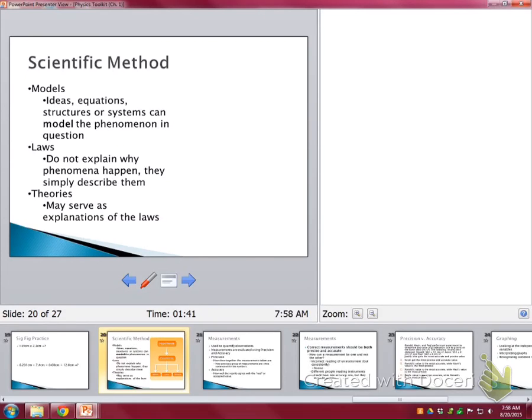Is the rock being thrown upward? Is it falling? Is it being projectile? All those types of things are important for us to visualize the motion, okay? So that's most of the time where we see a model in the physics world.